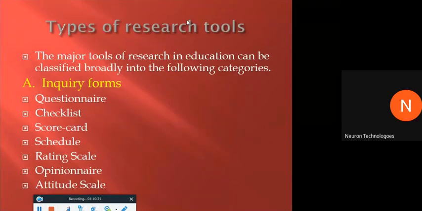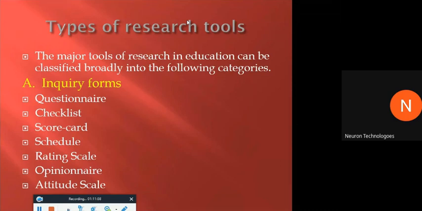So, types of research tools, I have mentioned some of them. The major tools of research in education can be classified broadly into the following categories. So this is, broadly, the classification of research tools. Inquiry forms. If you have inquiry forms, obviously it's input. You are collecting data, and according to that you will prepare some inquiry form. So what things should be there in your inquiry form? These are your questionnaires, checklists, scorecards, schedule, rating scale, opinions, and attitude scale as well.